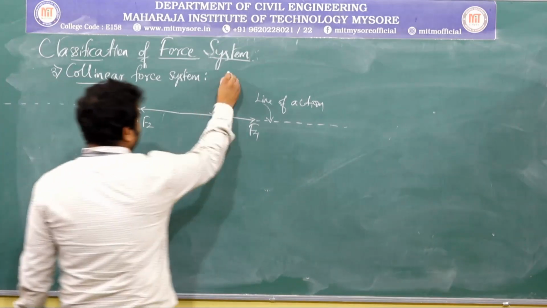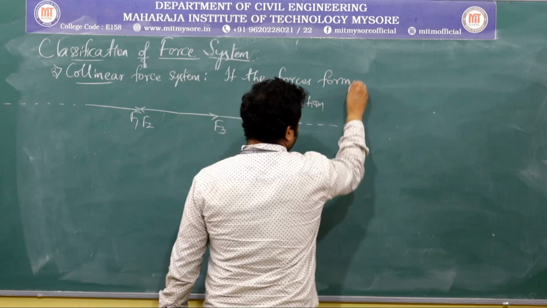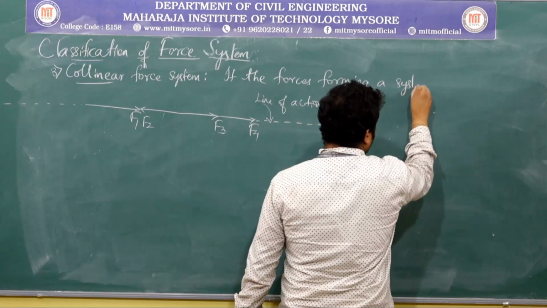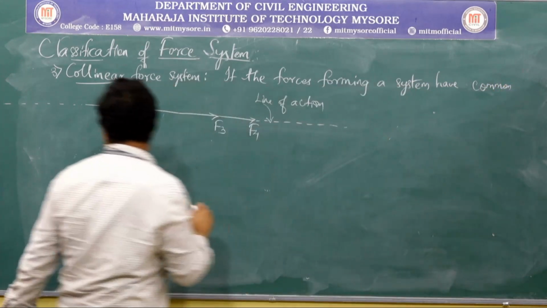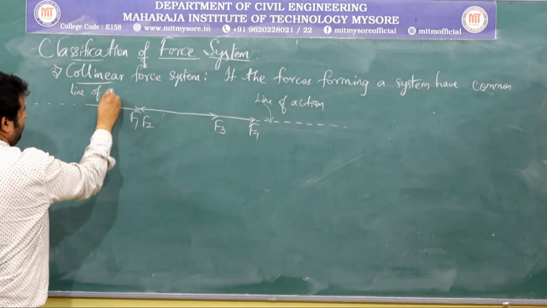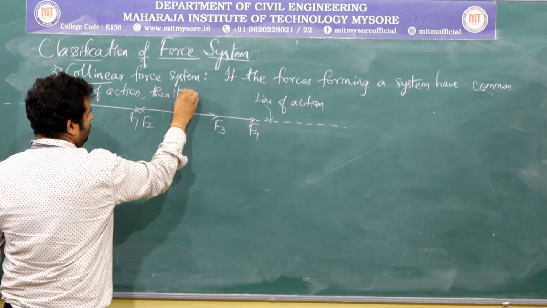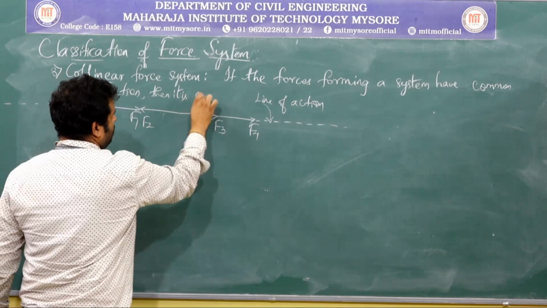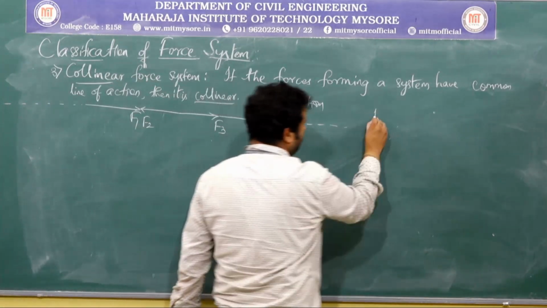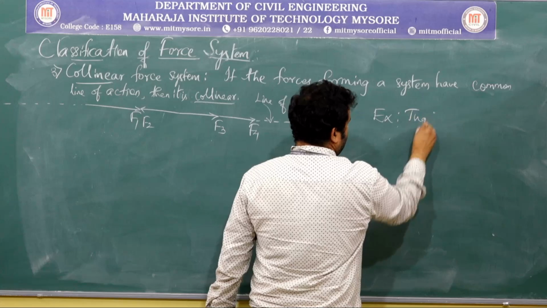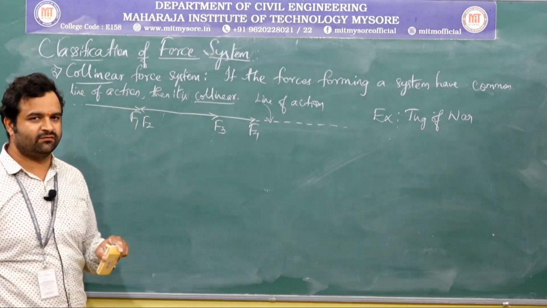Okay. If the forces forming a system have common line of action, then it is collinear. Example for this is tug of war. So, you can treat the tug of war as the best example for collinear force system.